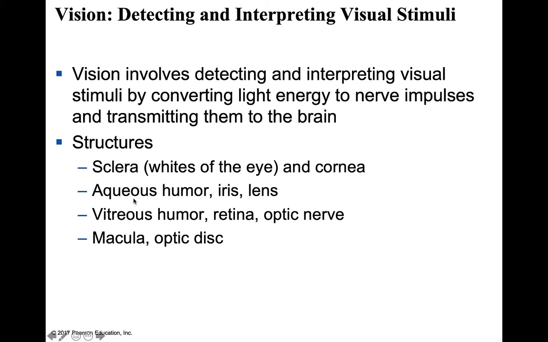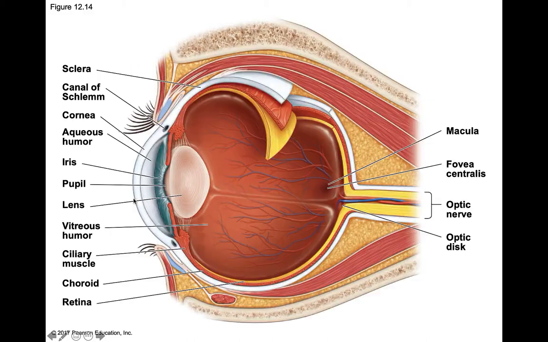Now, if we look at the structures, we want to keep in mind what they are. So we have the sclera, that's actually the whites of the eye, and the cornea. The aqueous humor, along with the iris and the lens. Then we have the vitreous humor, retina, optic nerve, macula, optic disc. One of the things that's going to be important is position in front of the lens versus behind the lens. So that's going to be one of the terms I use to split the anatomy of the eye itself.